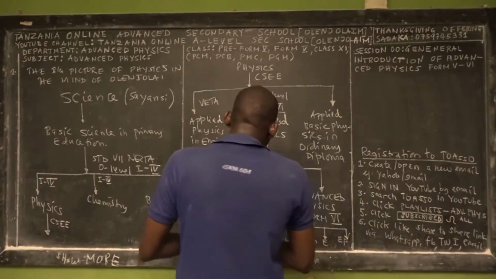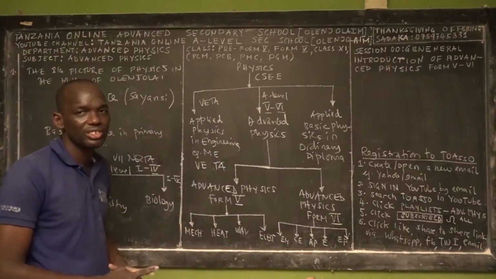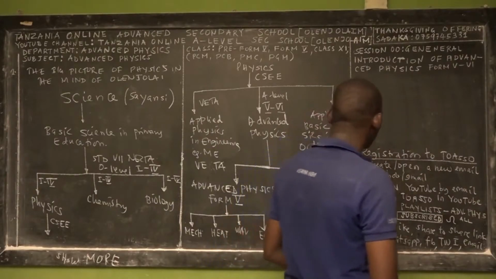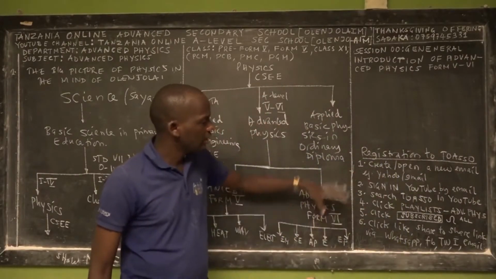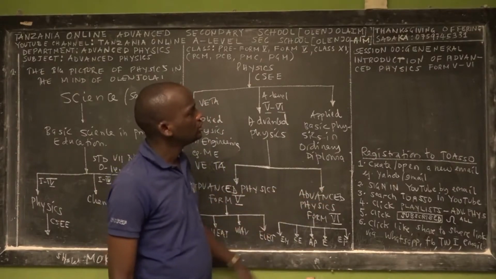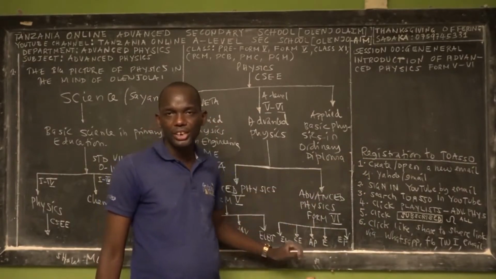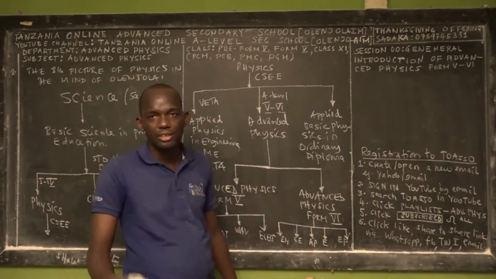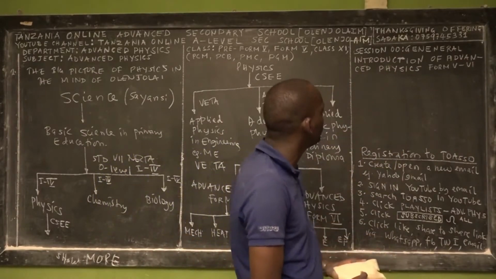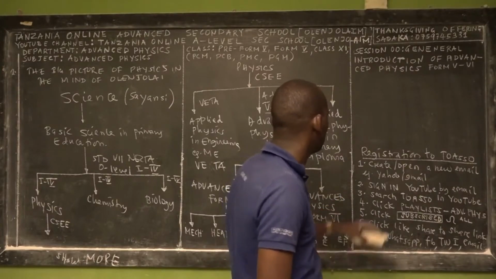It means that all the 200 videos will be talking about these 9 topics of Advanced Physics. Please, I want to clean this part of the blackboard. I ask you to make sure that you copy these instructions, pause the video, and then copy. Thank you. Remember, this is session 00, general introduction of Advanced Physics Form 5 and Form 6.